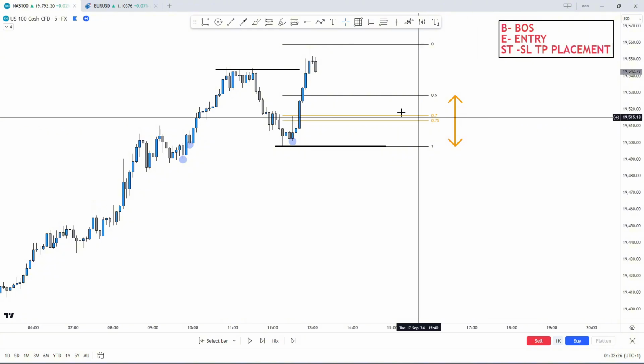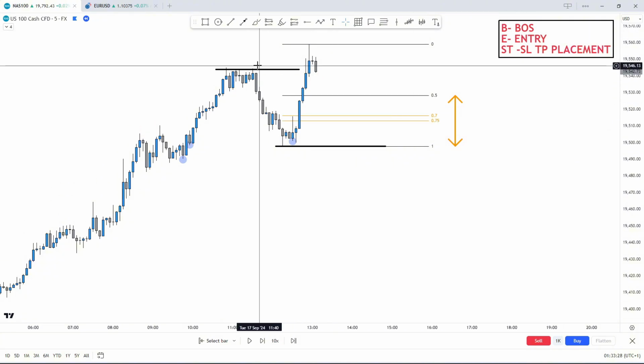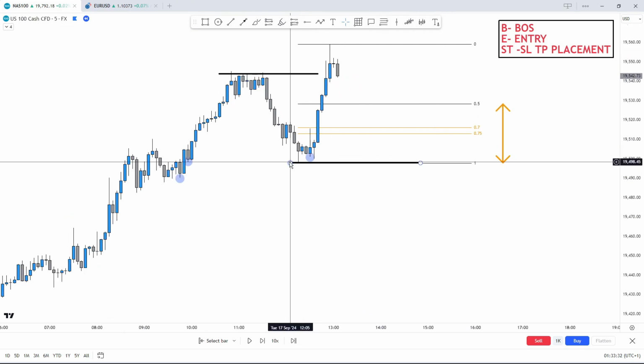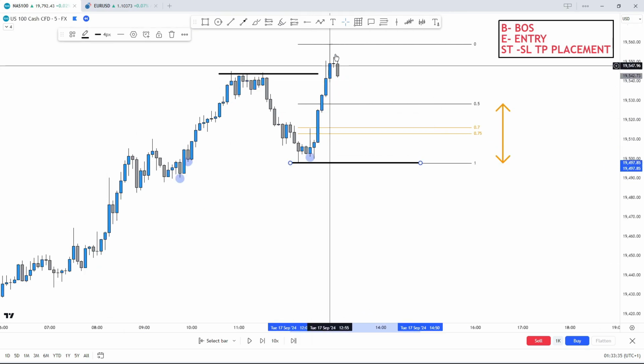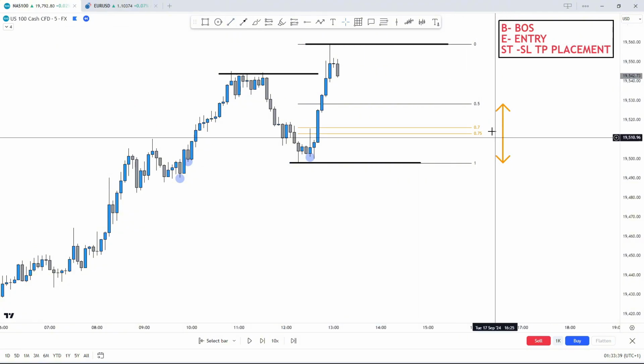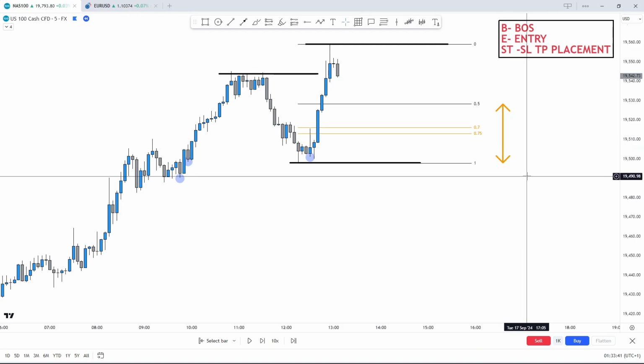So that is the first step taken care of. We marked up the break of structure. We understood the overall price action. We saw our range is from this low to this high over here. And we now know where our entries can be taken. Step 1 is done. Step 2 is our entry.